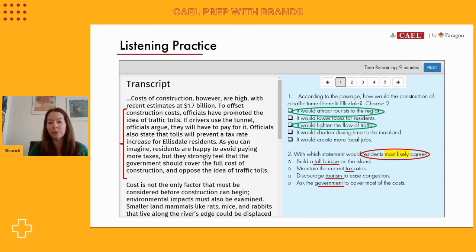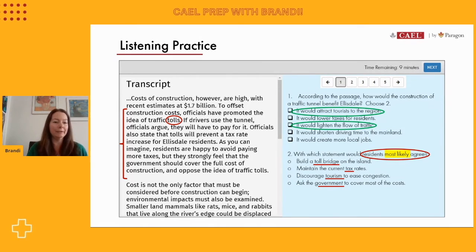So the first keyword I heard from the speech referring to these answer choices was this notion about traffic tolls. The speaker was saying that to offset the construction costs, officials have promoted the idea of traffic tolls. So it's officials that want the tolls, not the residents. So I don't think answer A is correct. I don't think residents would want this toll bridge to be put up on the island itself.